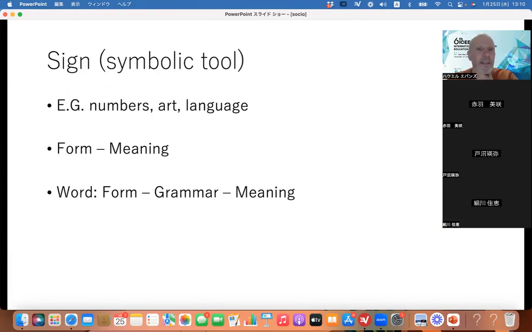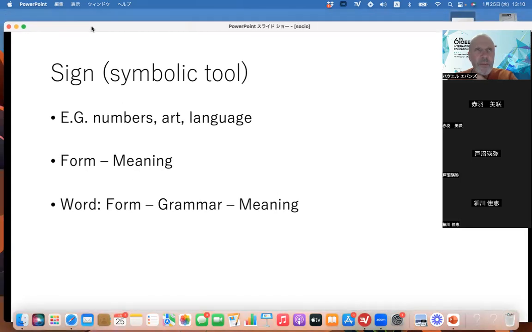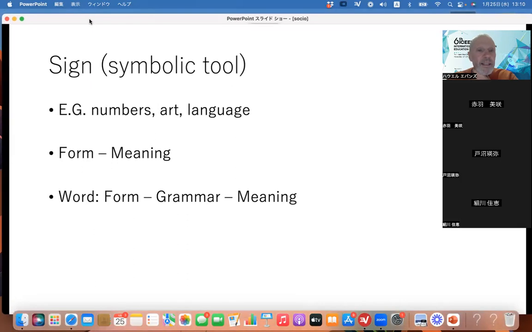So anyway, then I'll take you through the introduction to that chapter. And the basic idea is the sign. We use signs as cultural tools. There are different kinds of signs. For example, a number could be a sign, a picture could be a sign, and language is a sign.